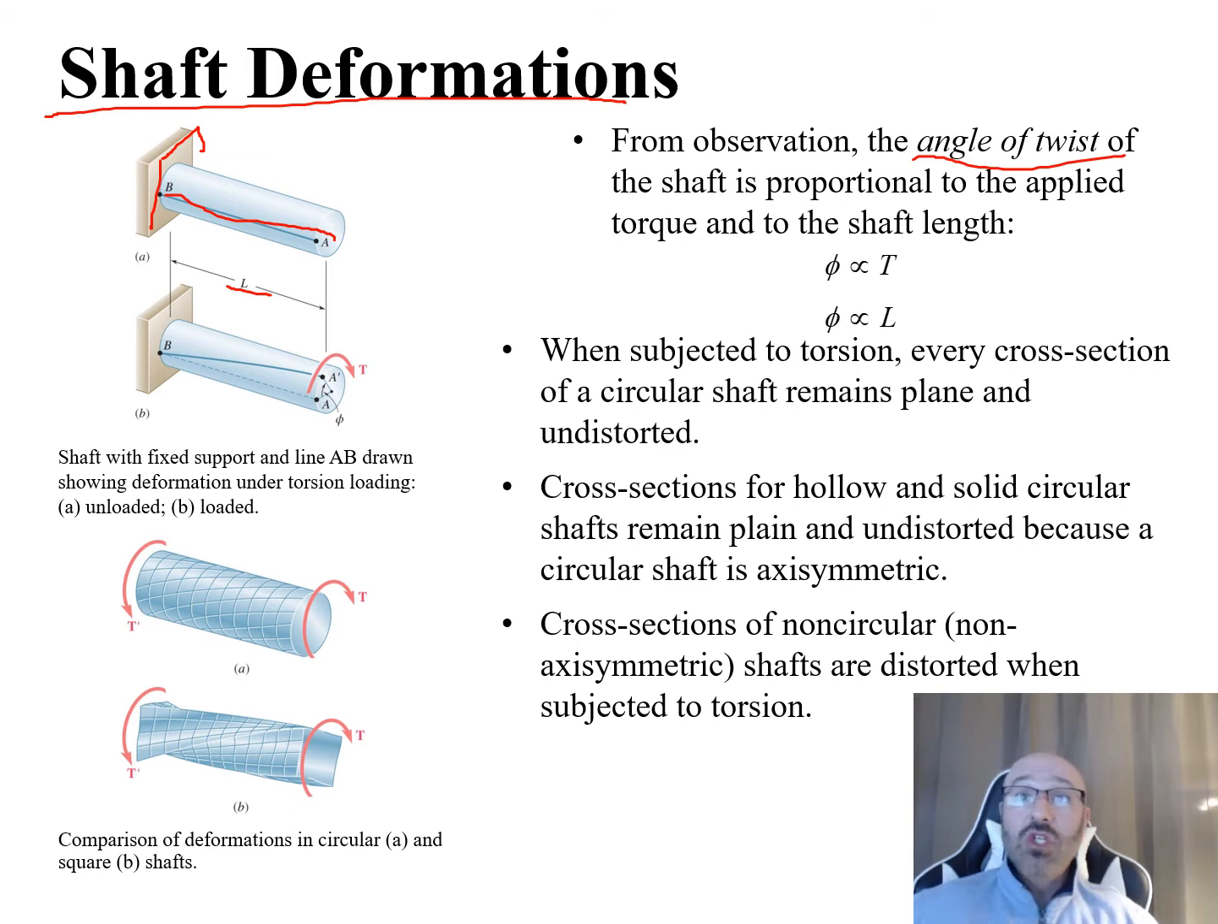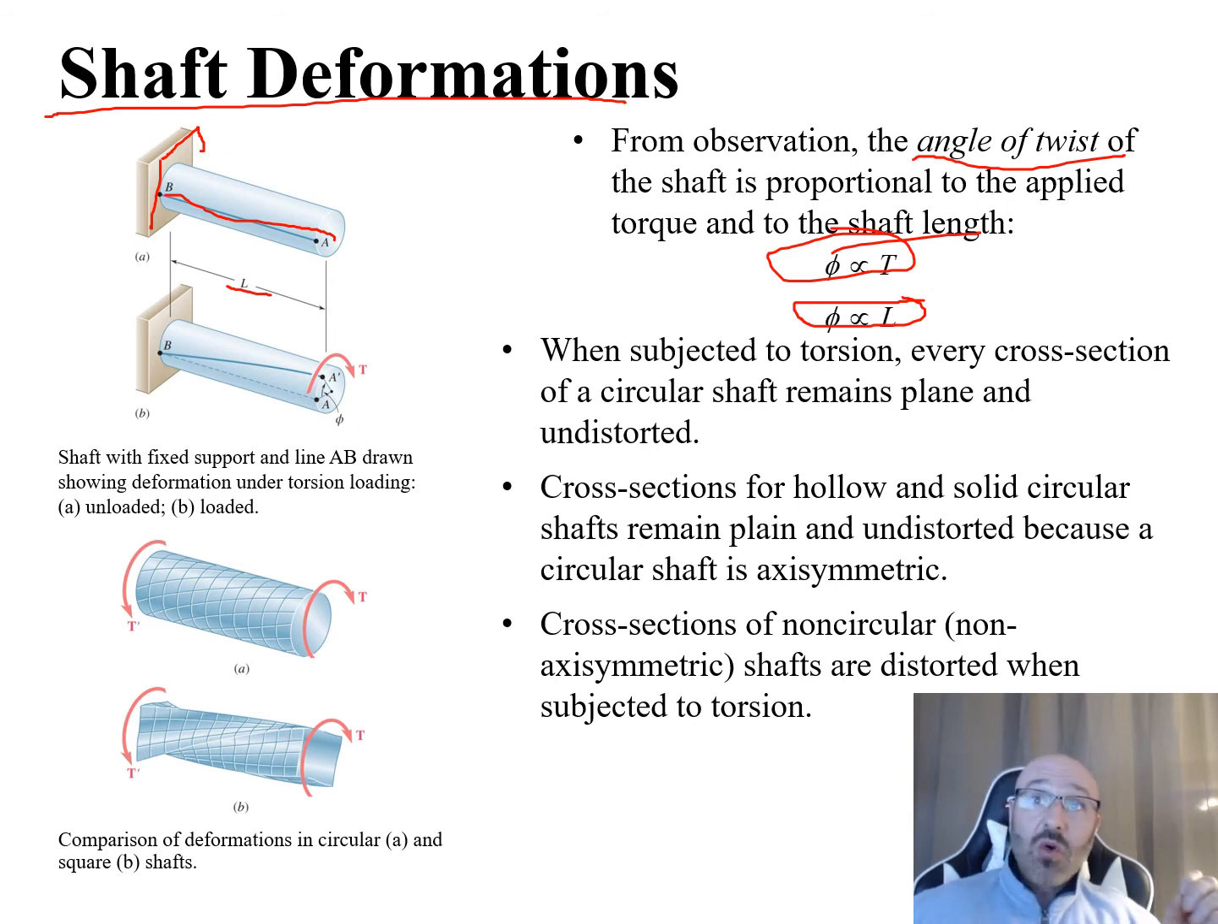Now, from an observation standpoint, what we're calling an angle of twist of the shaft is going to be proportional to the applied torque and to the shaft length, which again is that shaft length L there. This phi is going to be proportional to the torque, and this phi is going to be proportional to the length.